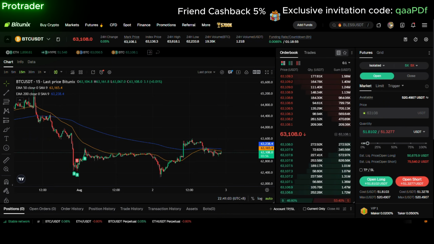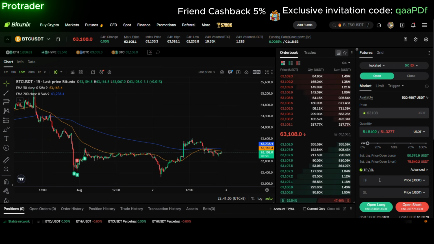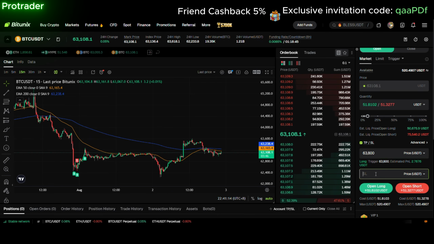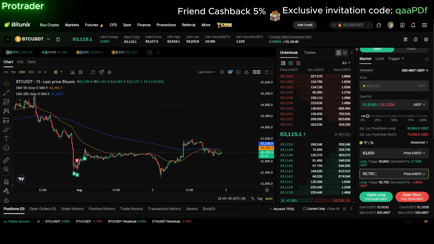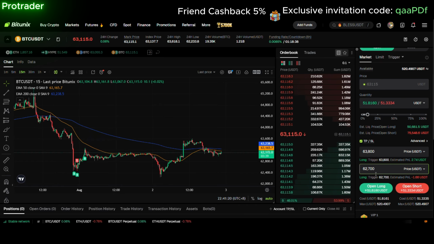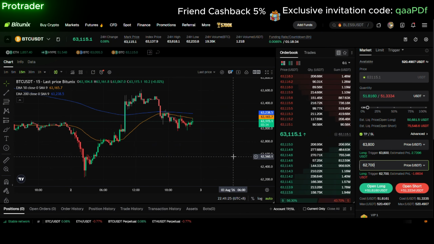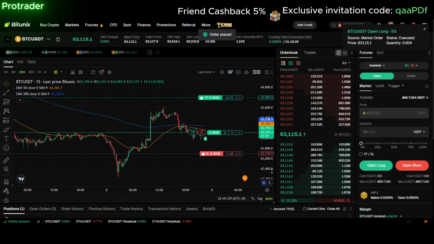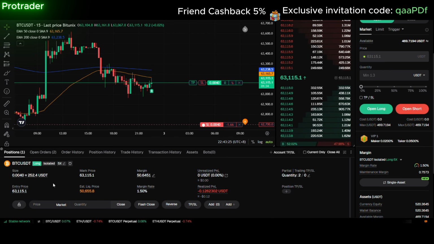Then, use the percentage slider to allocate a small portion of your balance, like 10%. Before clicking the button, always check the TP/SL box to set your boundaries. Set your take profit target higher to lock in gains, and your stop loss lower to protect your capital. Since the price is holding near our EMA lines after a recent bounce, we are ready to click Open Long and enter the market.